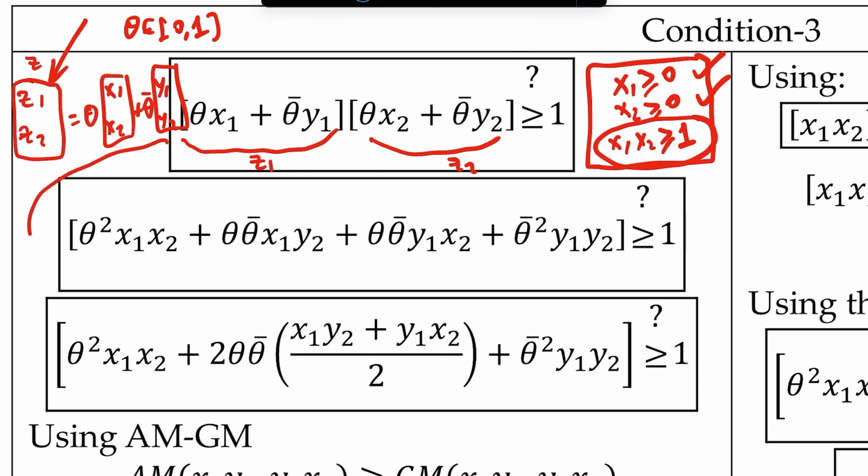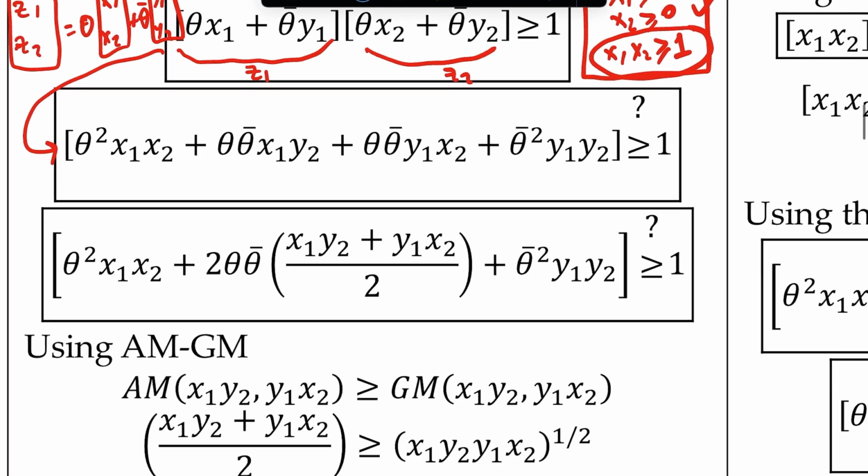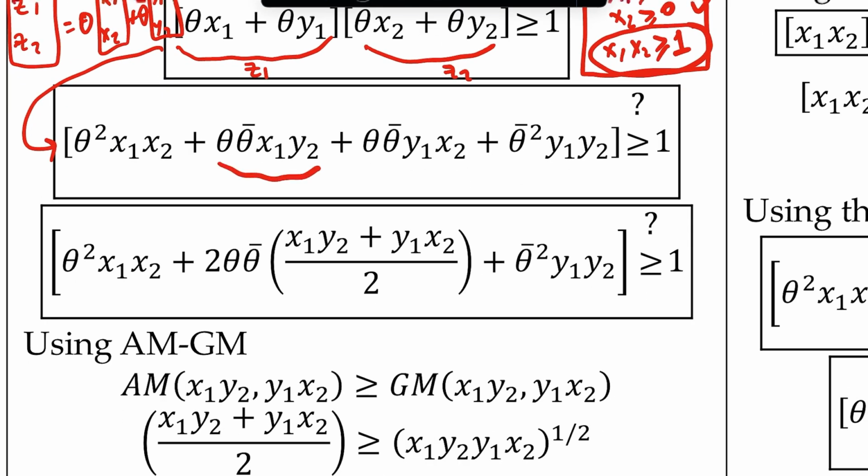Let's expand this. 1, 2, 3, 4. We will have 4 terms. I'm just writing them here. And now there's a trick that we can use. Looking at the second and the third terms, I am arranging them in this fashion. I'm basically multiplying by 2 and then dividing by 2, so nothing changed. However, the reason I wanted to do that: now this term, let's call it term 1 and term 2.